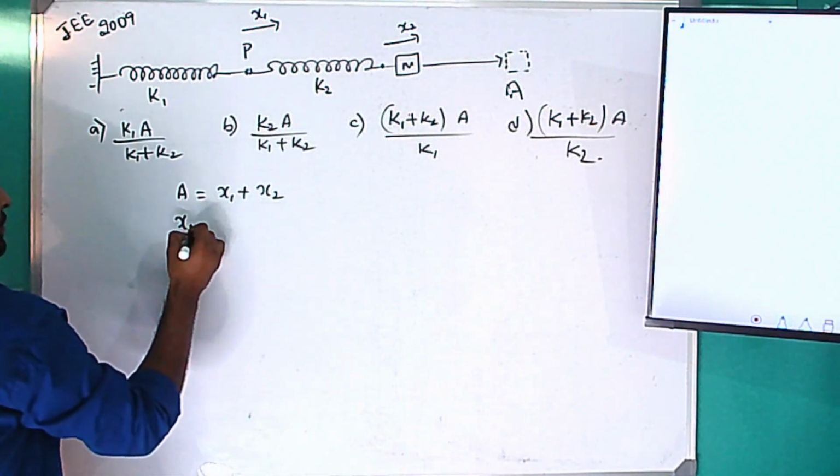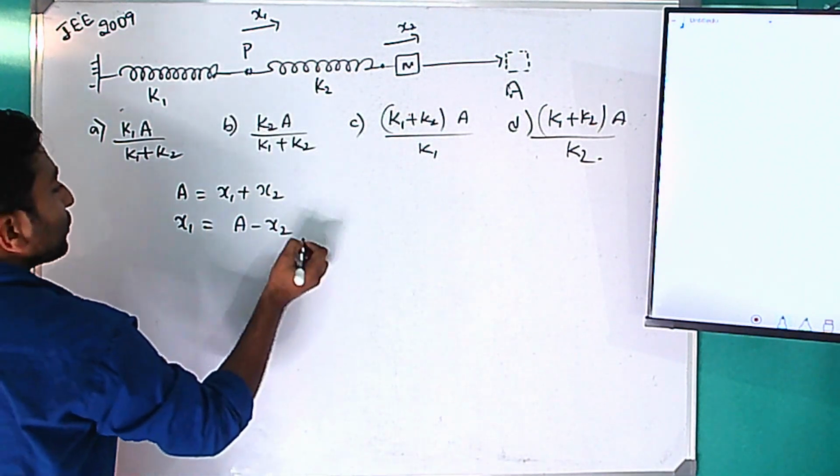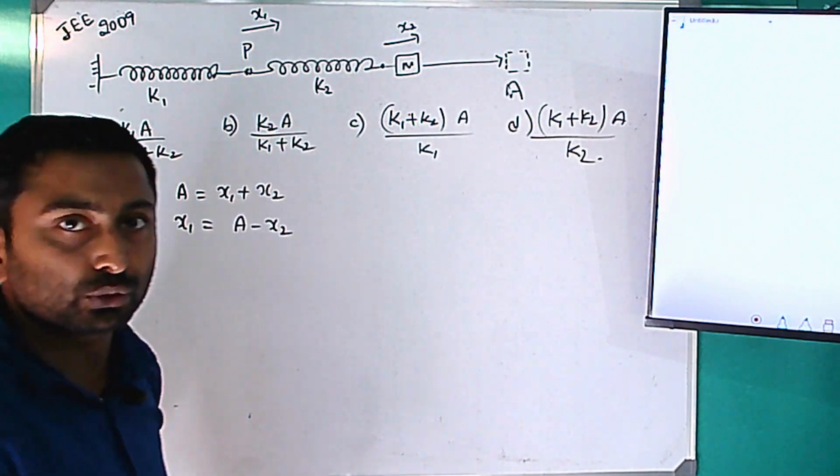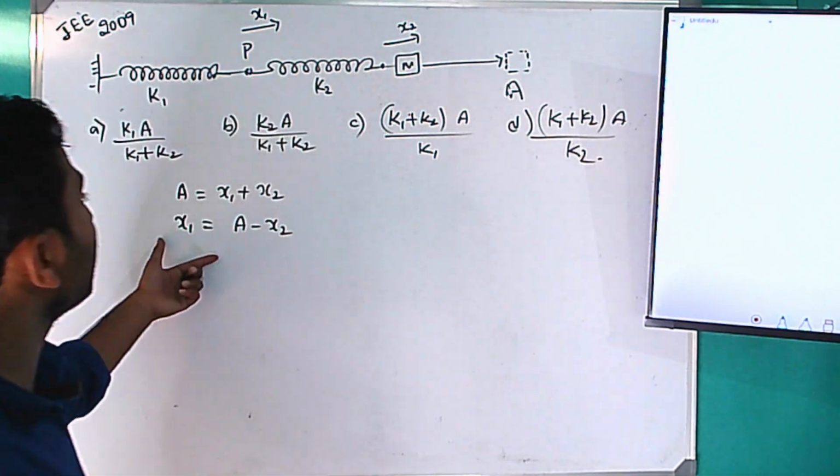Now the net amplitude is equals to x1 plus x2. Am I right? The net amplitude is equals to x1 plus x2. From this, x1 is equals to A minus x2. If I find the value of x2, it is clear that I can find the value of x1.